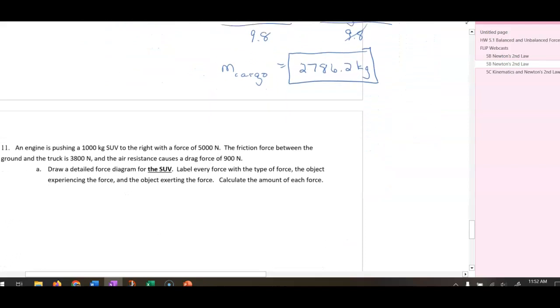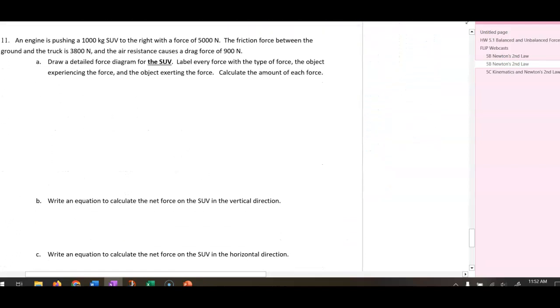Okay. And let's look at one more, number 11. Here we have an engine pushing a large SUV to the right with a force of 5,000 newtons. And we've got friction, and we've also got a drag force. Okay, so let's do a force diagram for the SUV.